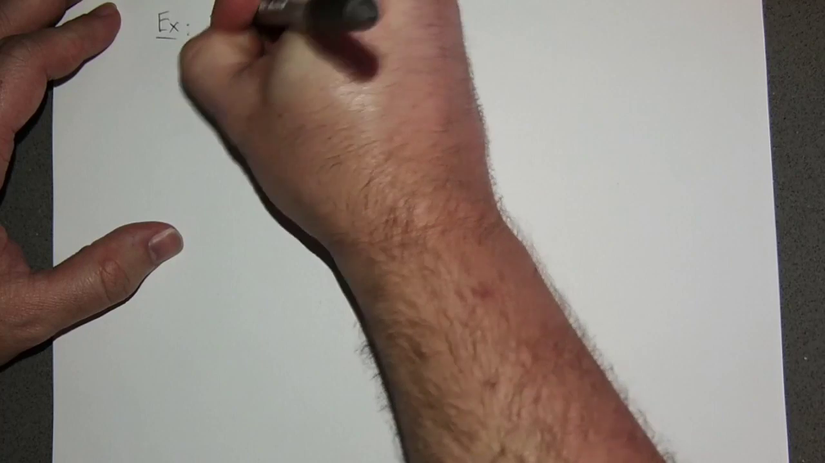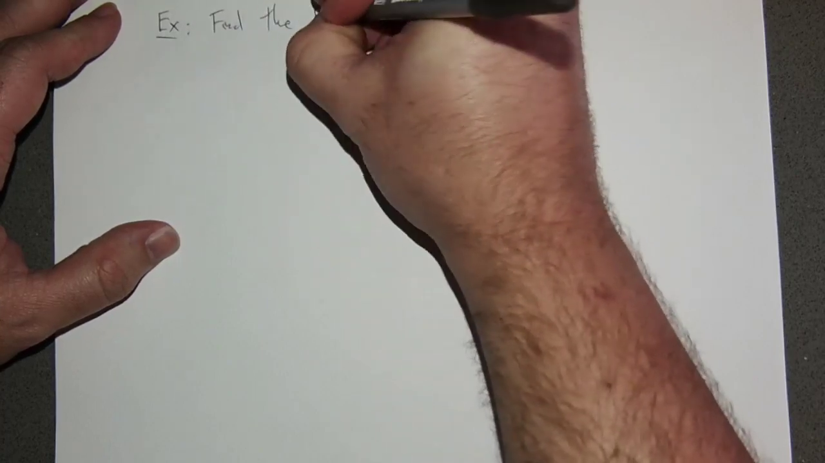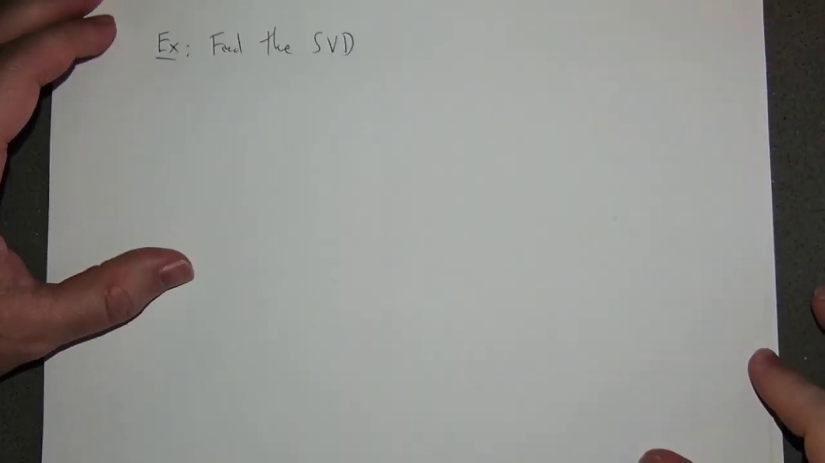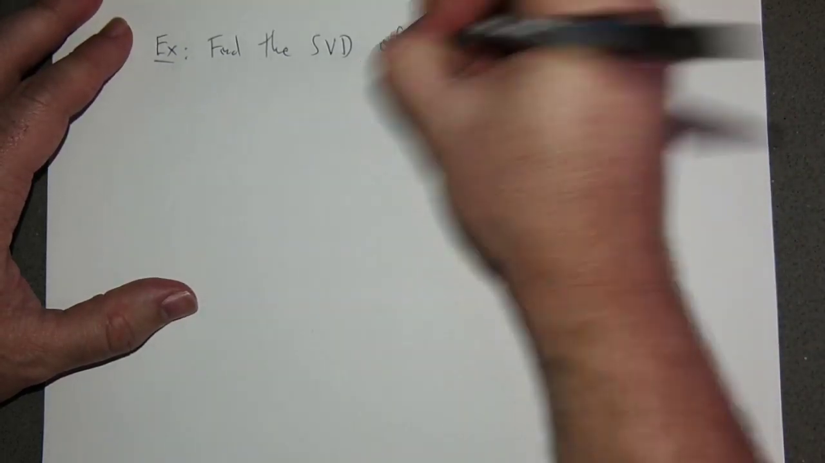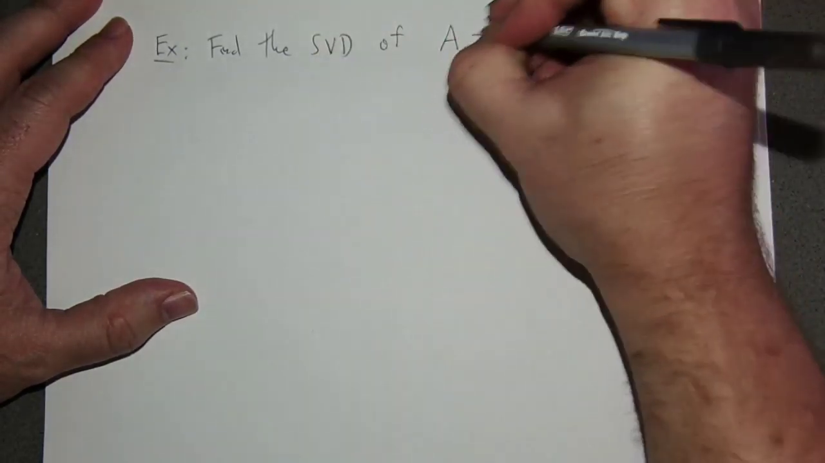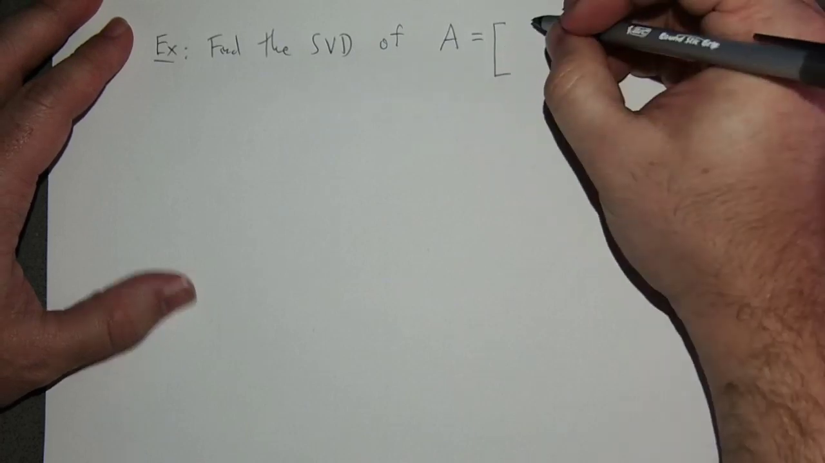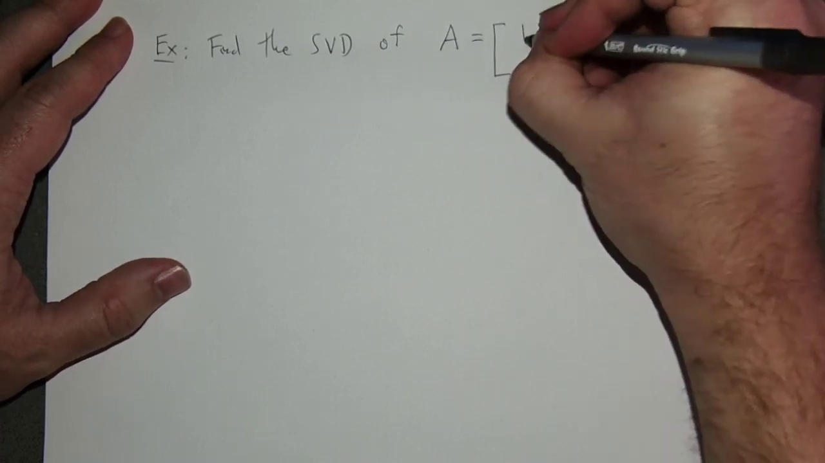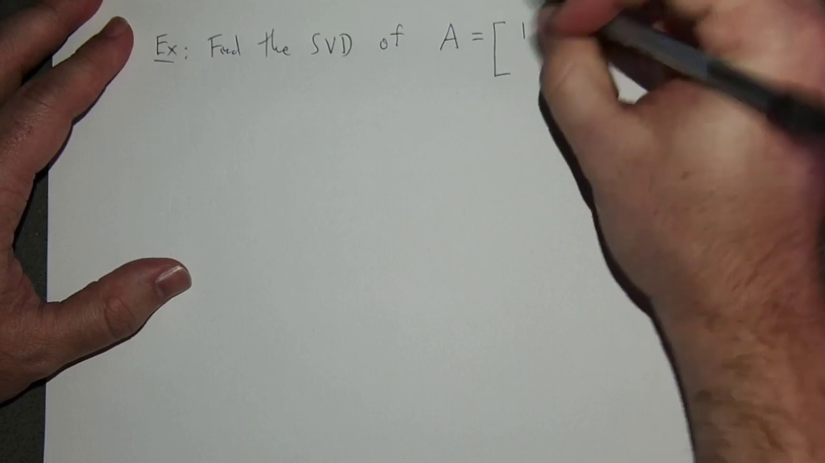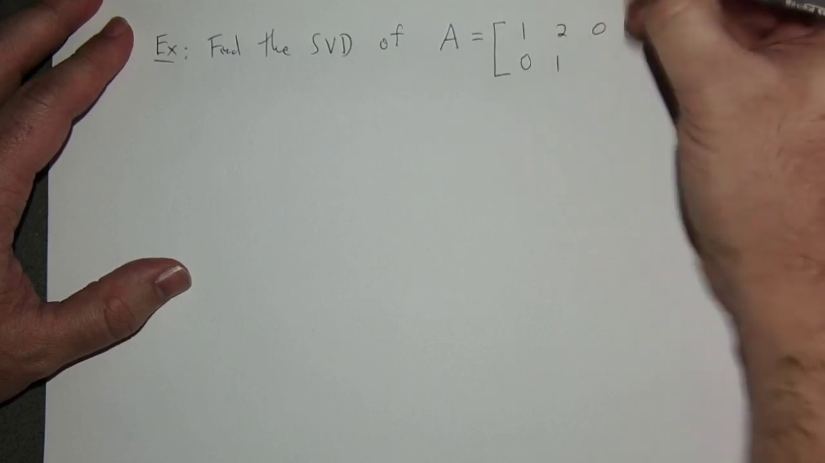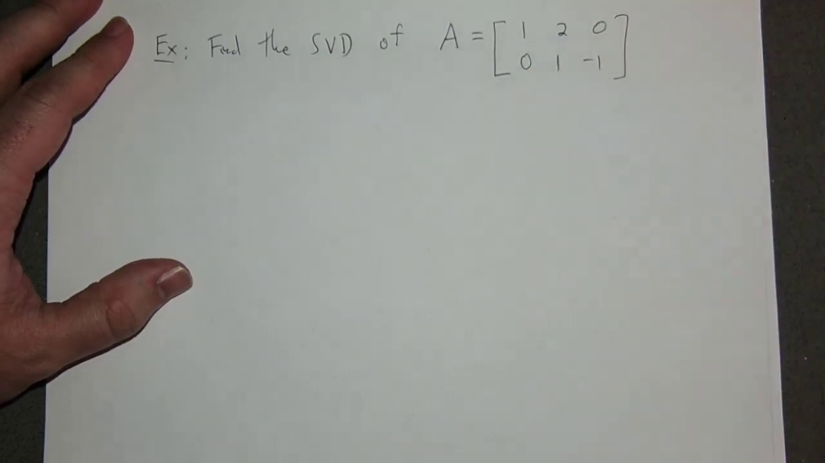I didn't do an example last time, so now's the perfect time to start. Example: find the singular value decomposition of the matrix A, which is the 2 by 3 matrix with rows 1, 2, 0 and 0, 1, minus 1.